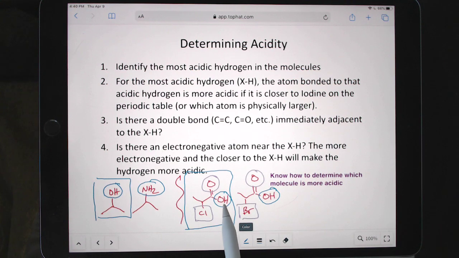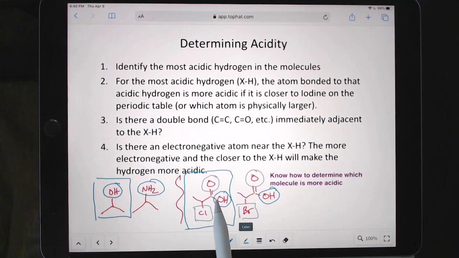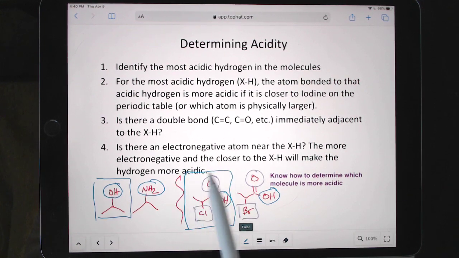Now you're saying, wait, hold on. I thought you said something about iodine. No, that's only for step 2. When you're looking at where that acidic hydrogen is, that's the only time iodine comes into play. After that, you're just dealing with straight electronegativity. So follow these steps. Don't rush yourself. Follow this decision tree, and you'll be just fine.